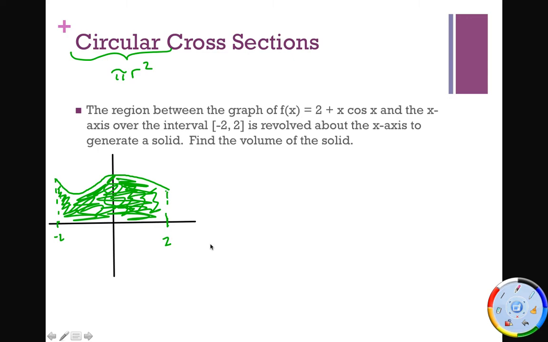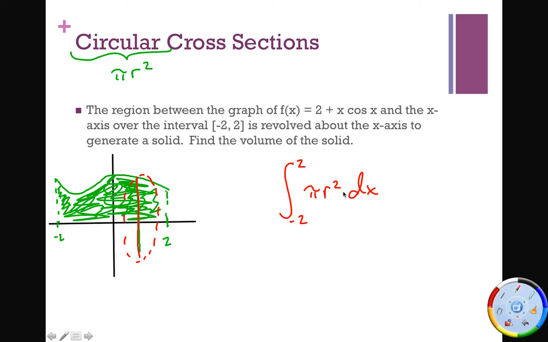But we could take cross sections, and the cross section right here, let me use a different color here, would actually end up being a circle. So we could take the integral of a circle, so pi r squared dx. And in the x direction, x can only go from -2 to 2.